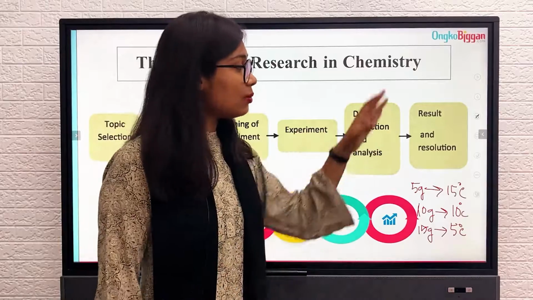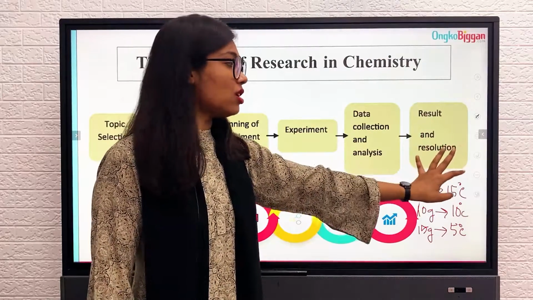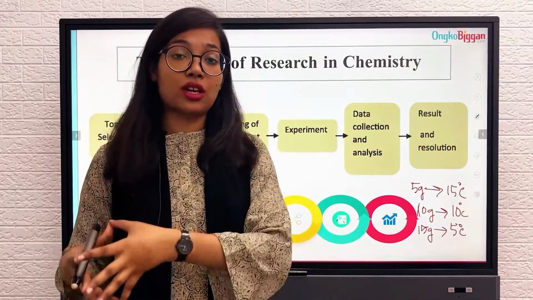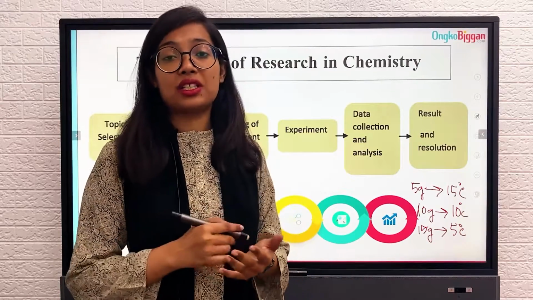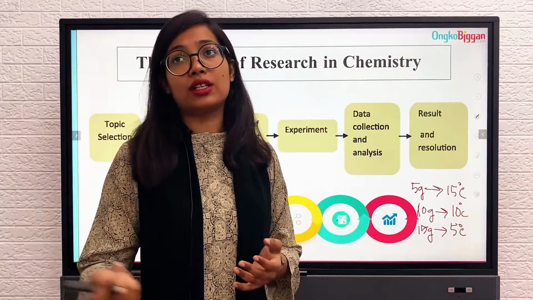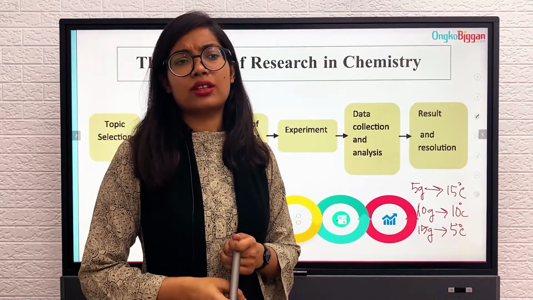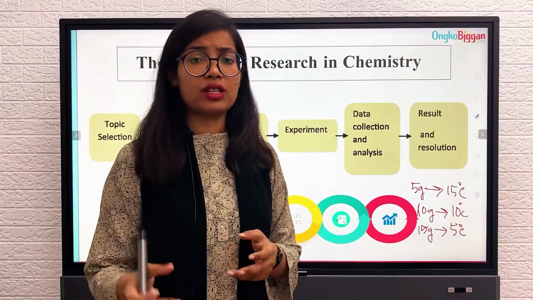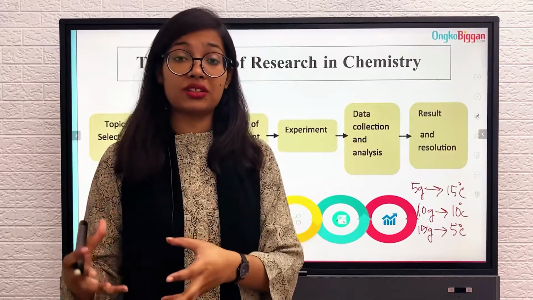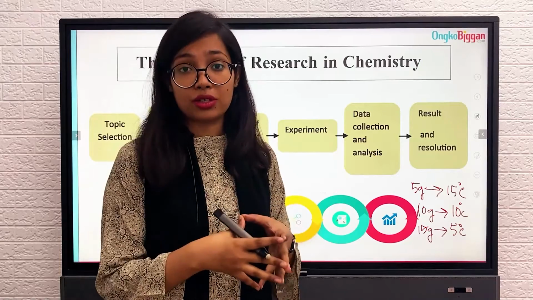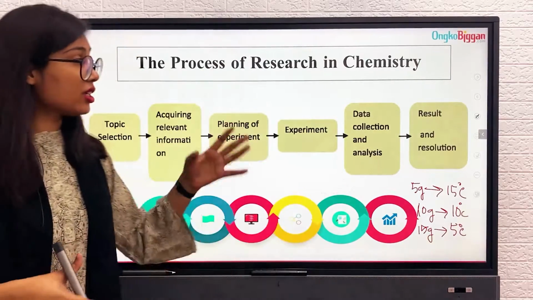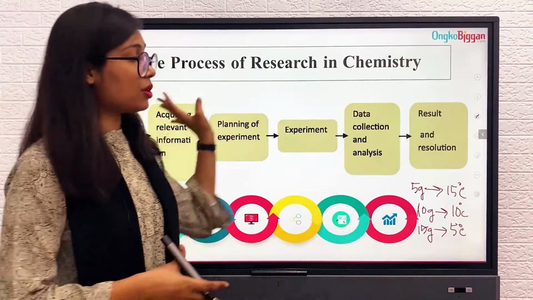Finally, we can write the results and resolutions if we want to correct something, or you can write a theory out of it, or you can write the final conclusion. You got the result, and you can write your own theory, or your own ideas, or your own assumptions about it. So yeah, that's how you can conduct research in chemistry, by following these steps.